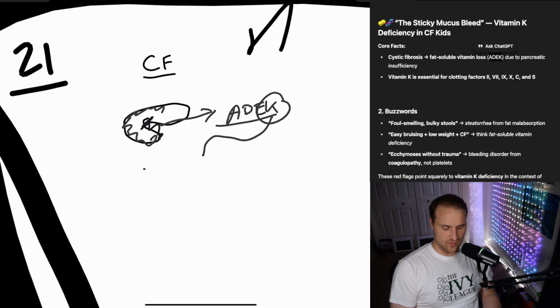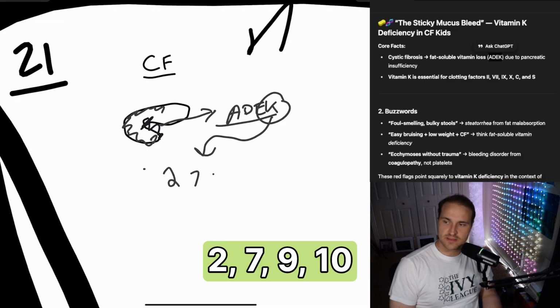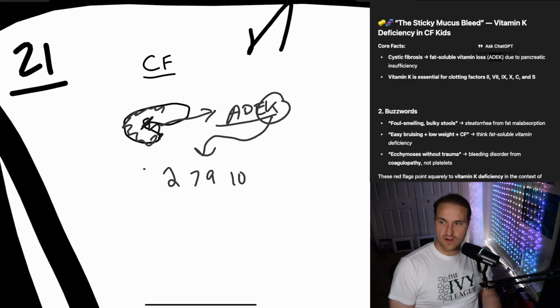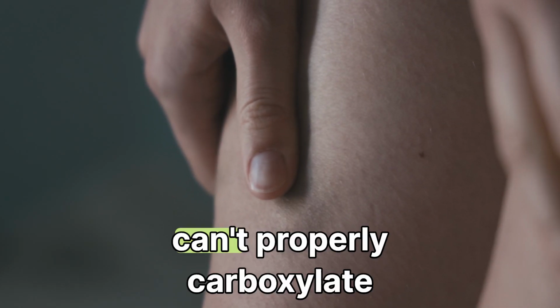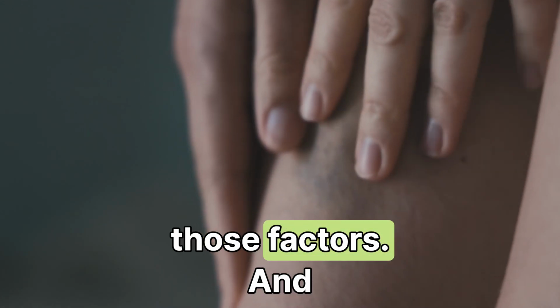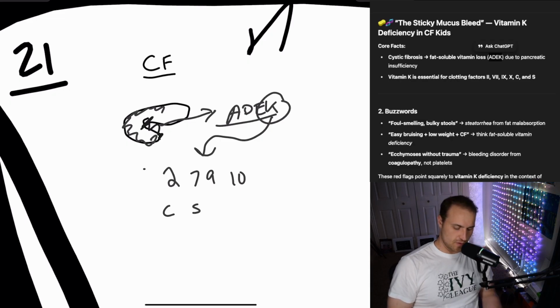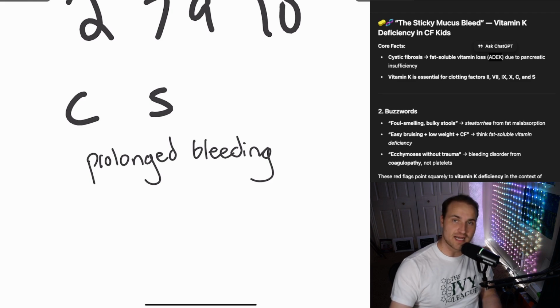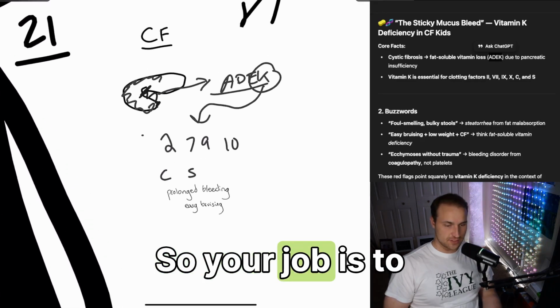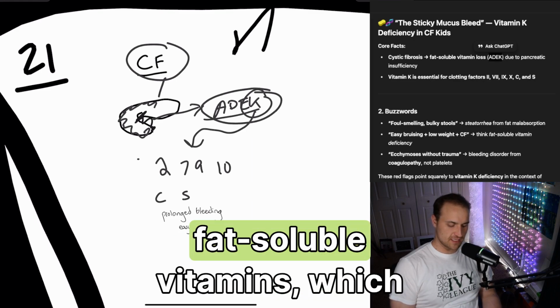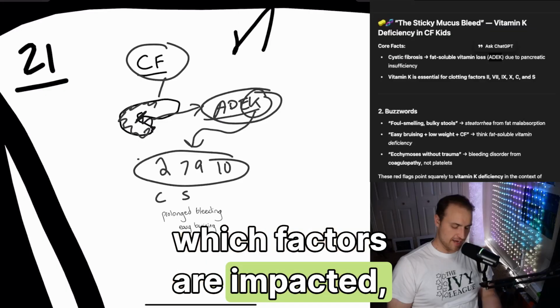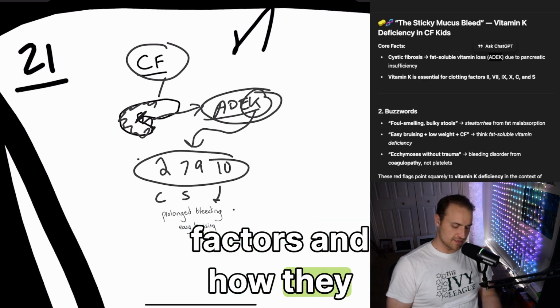And K is super important for something that most of you guys know about, clotting factors. Which ones? 2, 7, 9, 10. Also factors C and S. Without vitamin K, the liver can't properly carboxylate those factors. And so the result is what? Prolonged bleeding time and also easy bruising. Your job is to connect the dots between CF, pancreatic problems, fat-soluble vitamins, which factors are impacted, what they do, coagulation factors, and how they prolong bleeding.